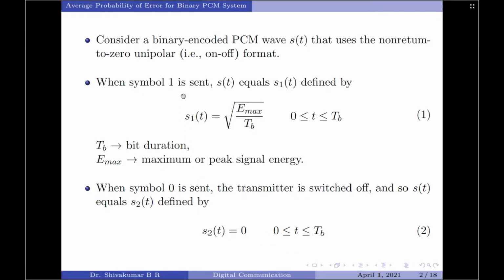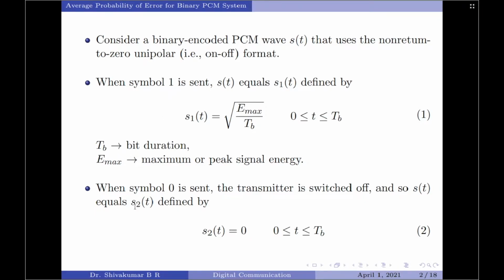So, when symbol 1 is sent, the input signal S of t equals S1 of t, which is defined as S1 of t equals square root of E max divided by TB over the interval 0 to TB, where TB is the bit duration and Emax is the maximum or peak signal energy. Please note, since we have considered a binary encoded PCM wave, when symbol 1 is sent, we are actually sending a pulse of certain amplitude and duration TB.